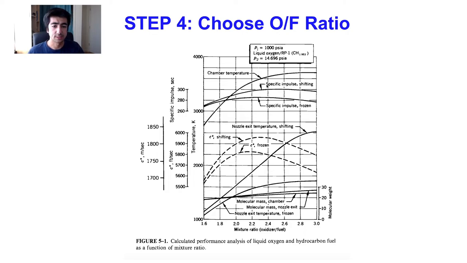For this example, I think they're using RP-1, which is like refined kerosene. And you can see the optimal OF ratio is around 2.3 for this.